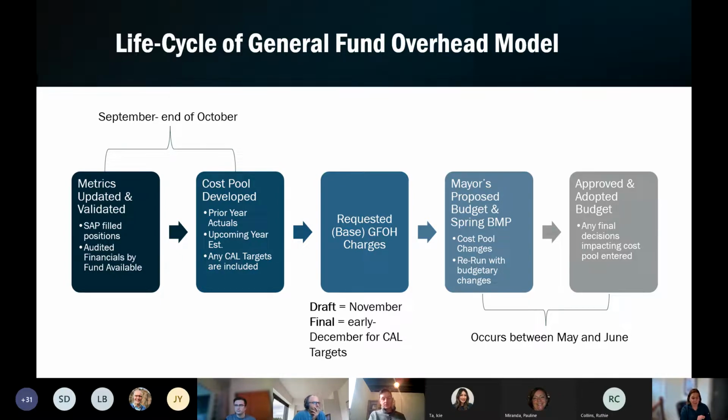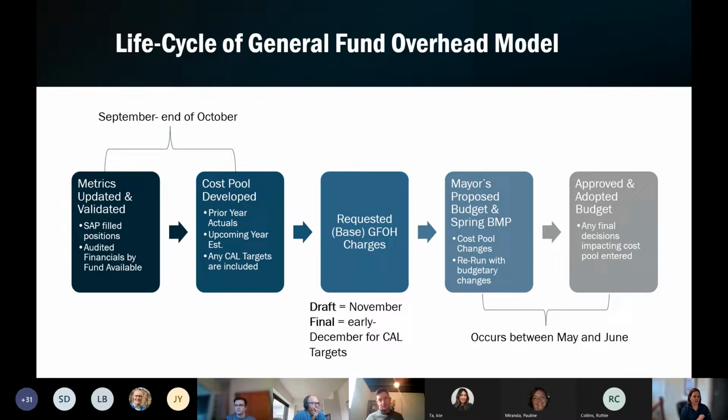We like to aim to have that draft in November, but as we saw, it wasn't voted on until 2 days ago. So here we are in December. And again, the initial target is to really have the information available to bureaus as early as possible, based on the inputs that go into development of the model. That becomes the requested base for general fund overhead charges to bureaus and for general fund overhead resource to bureaus that are funded through the overhead model.